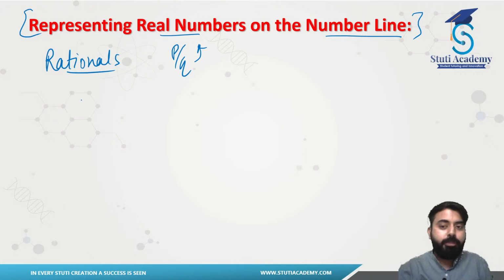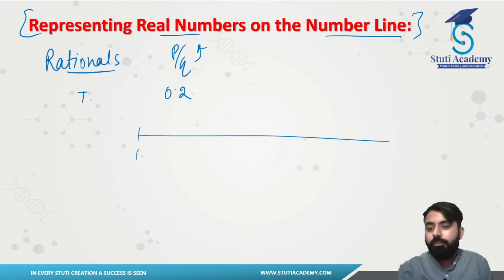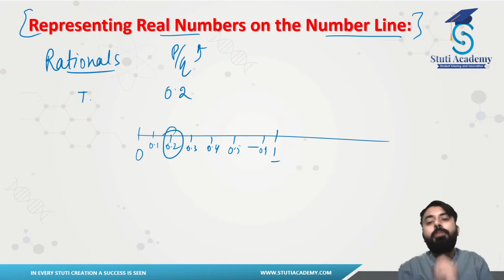Either you can represent your terminating decimal expansions on number line, like if I want to represent 0.2 on number line, that will be easy, right? This will be 0, that will be, let's say, 1. This will be what? A 0.1, a 0.2, a 0.3, 0.4, 0.5, and so on. That will be 0.9, and ultimately it will be 1.0. So you have to represent this. Your terminating values will be easier to represent.